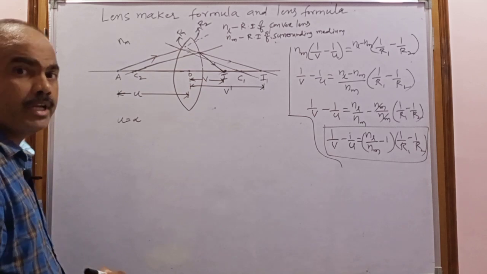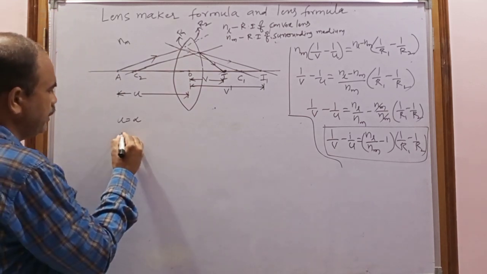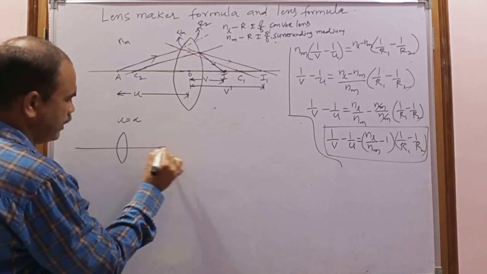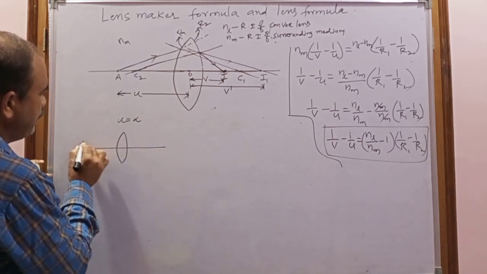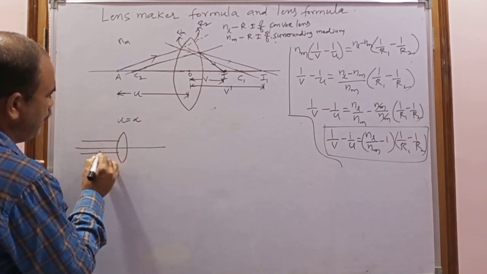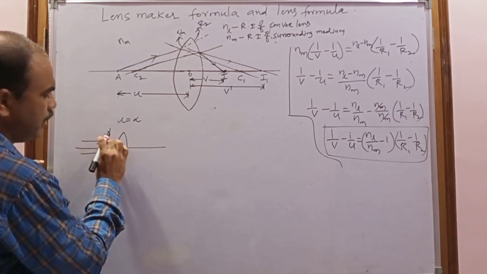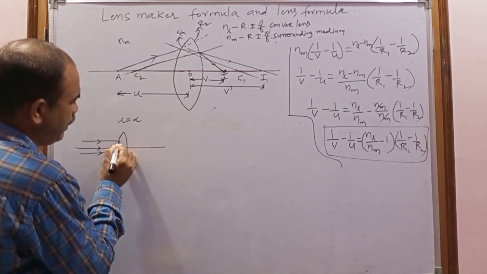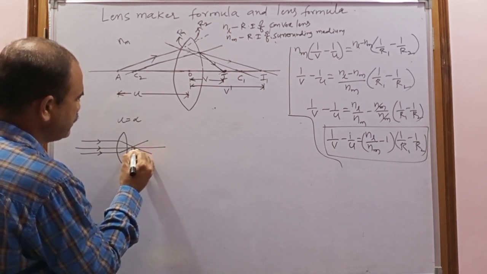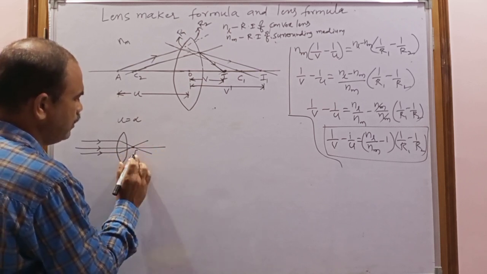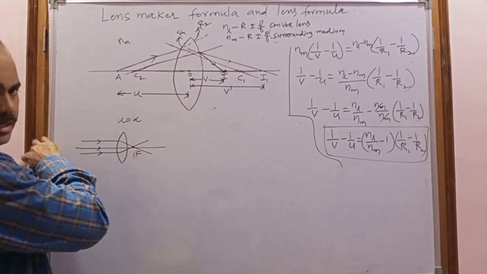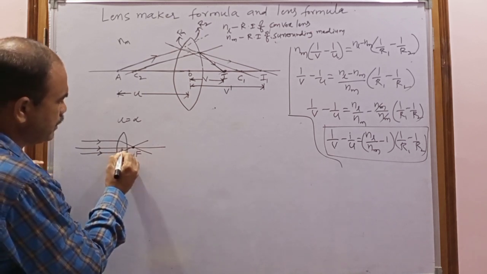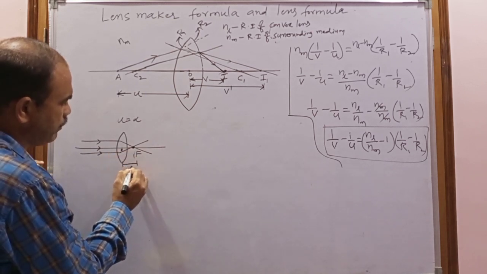When the object is at infinity, for example I am taking the biconvex lens, or double convex lens. What happens? The light rays coming from the infinite object are parallel to each other, and also parallel to the principal axis. So what happens after refraction? All refracted rays meet at a point. That point is called what? Focus. When the object is at infinity, where is the image formed? At focus. The distance between the optic center and the focus is called what?